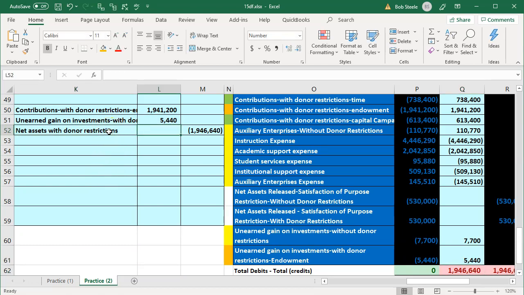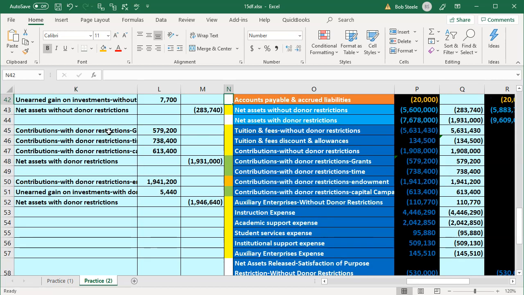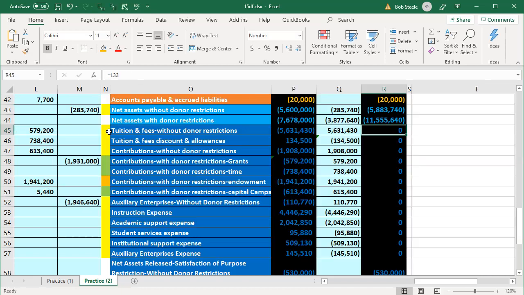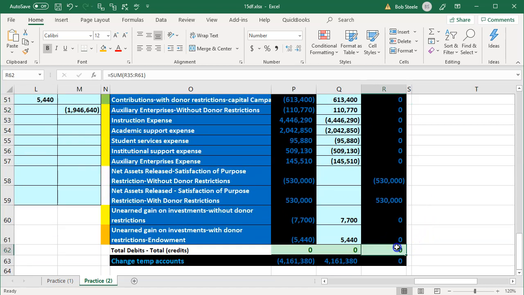Then we have the net assets with donor restrictions. Scrolling back up, here's the net assets with donor restrictions in Q44. Something is in it. Therefore, we're going to say F2 plus F2. Scroll back down and pick up that 1,946,640 and enter. So there we have that. Now we should be back in balance, as we are.